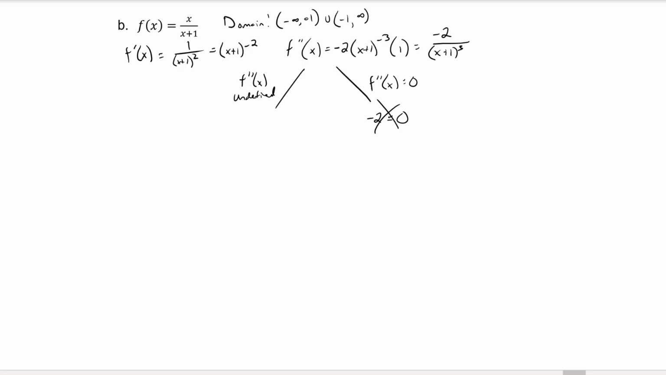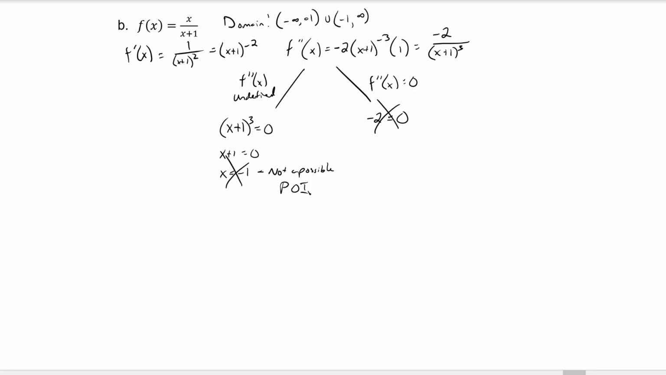So then we have to deal with the values where it's undefined. x plus 1 to the third power equals 0 is somewhere that it's undefined. So that's x plus 1 equals 0, so x equals negative 1. But remember, this is not in the domain, so it's not a possible point of inflection. There cannot be a point of inflection at x equaling negative 1.